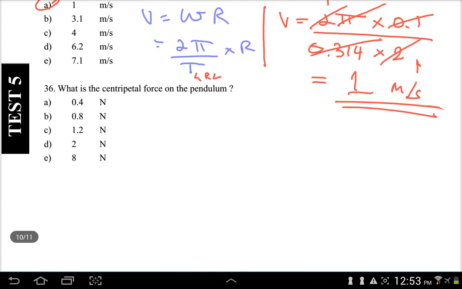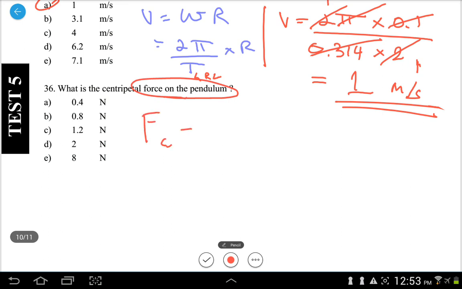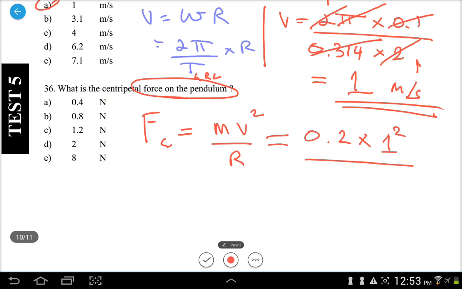Now number 36, what is the centripetal force of this pendulum? So I recall Fc equals m v squared over r. Now m here is the mass, which is 0.2 kilogram, times the velocity 1 squared, over the radius 0.1. Now I can simplify this and I'm getting 2 Newton. This is the Fc, the value of Fc I'm getting.